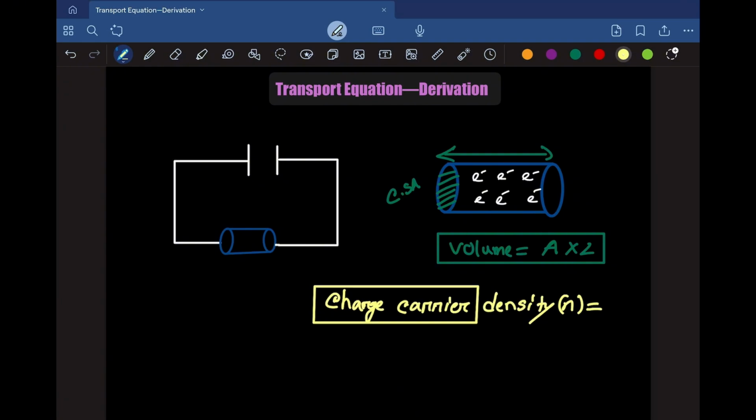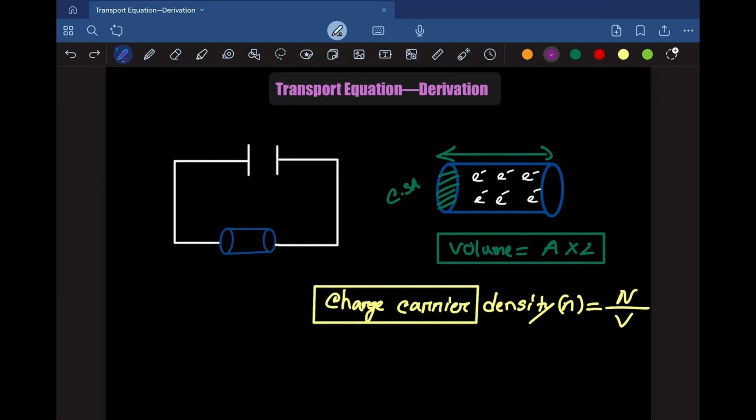So here we will denote it as n divided by V. n is the number of electrons in a certain volume. Let's say this wire has a volume, right? And in this wire there are 6 electrons, right? So 6 divided by the volume of this particular wire is going to give us the charge carrier density. Okay, charge carriers means the electrons, and charge carrier density means the number of electrons in a certain volume.